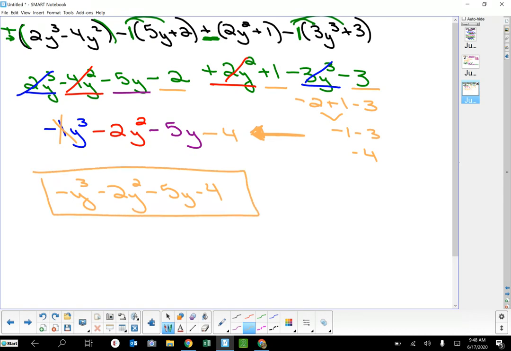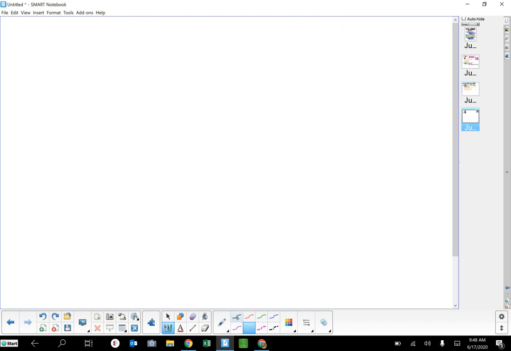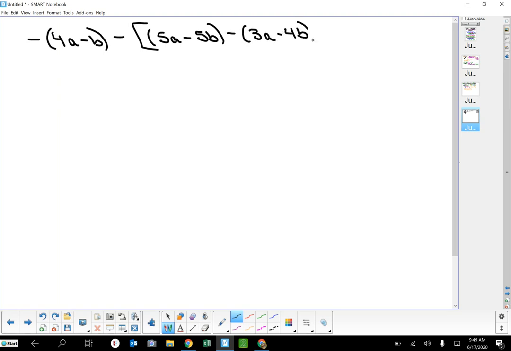Okay? What if you have multiple sets of parentheses? So here's an example where you have a negative 4a minus b minus a square bracket, and inside the square bracket you have parentheses 5a minus 5b minus 3a minus 4b.